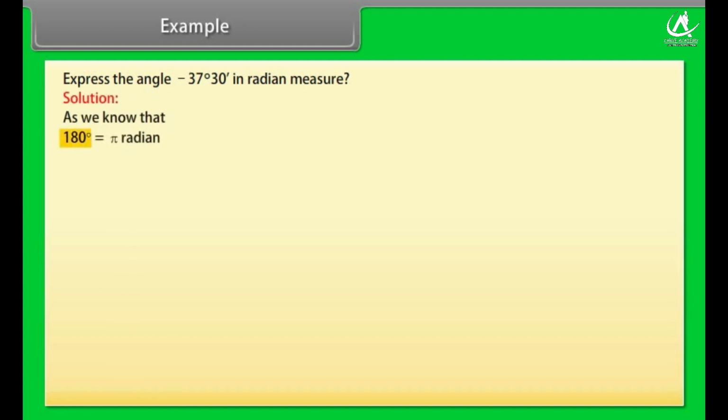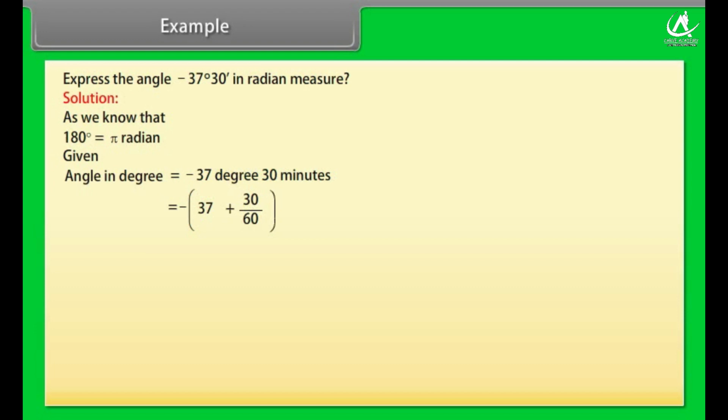Example: express the angle minus 37 degree 30 minutes in radian measure. Solution: as we know that 180 degree is equal to pi radian. Given angle in degree is minus 37 degree 30 minutes, which is equal to minus of 37 plus 30 by 60, which is equal to minus of 37 plus 0.5, which is equal to minus 37.5.